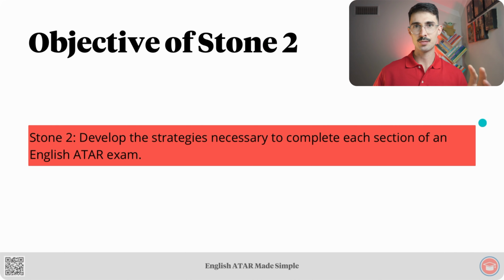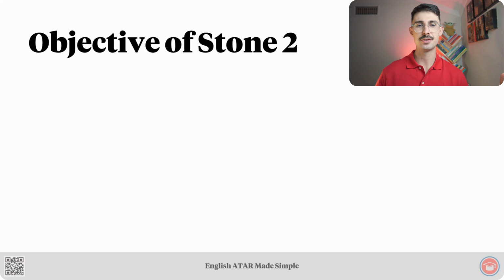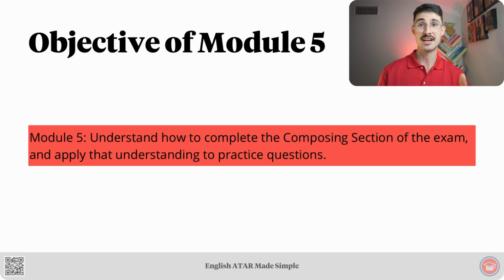On stone 2, we will develop the strategies necessary to complete each section of an English ATAR exam, and we are 2/3 of the way there in meeting this objective. In order to fully achieve this objective though, we need to fulfill the objective of this module specifically. And that objective is to understand how to complete the composing section of the exam and then apply that understanding to some practice questions. That concludes our check-in with the PEAR.